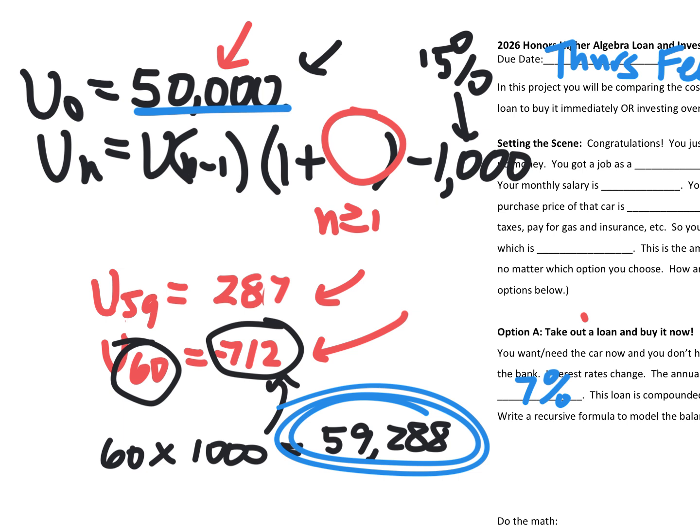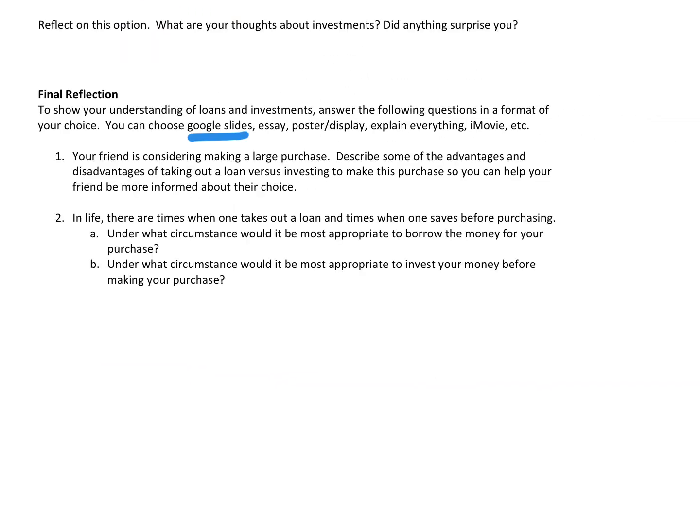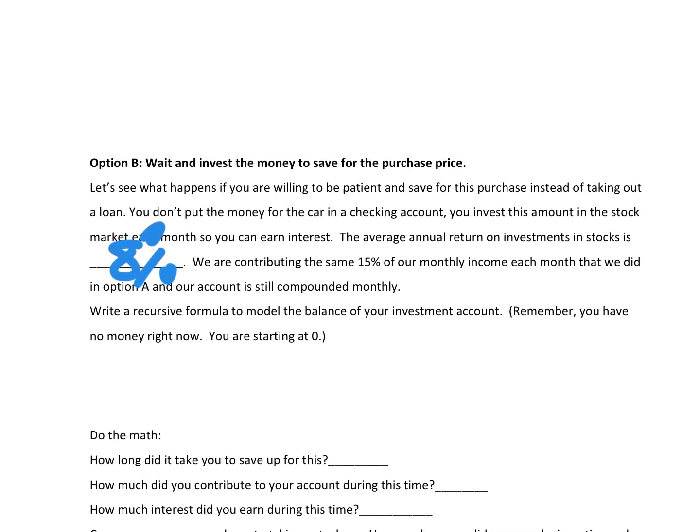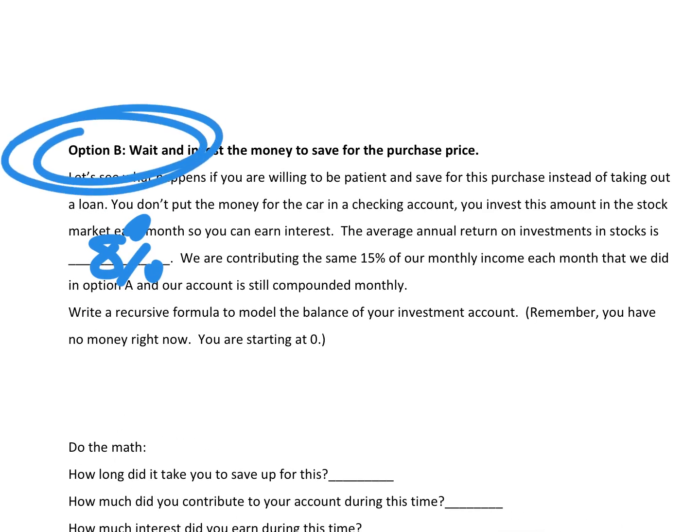All right. So next on the project, you've bought a car, you figured out how much you paid for it, you figured out how much interest you paid. Now you have a choice. What if you had saved for it instead? That's this part of the project right here. Option B. Go to option B if you would, please, right now. Download the project and find where I am in the project.